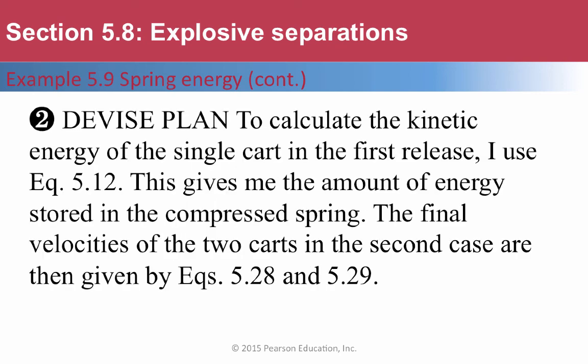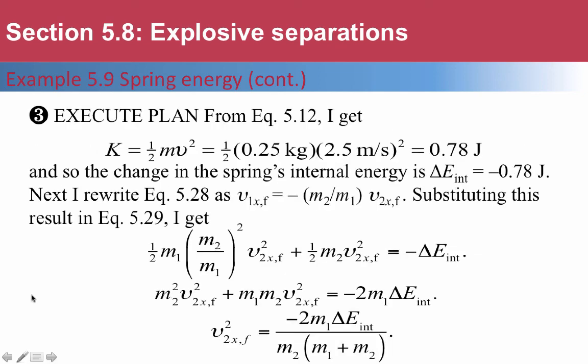So we're going to first calculate the energy in the first cart. Okay, now let's look at the kinetic energy. The initial kinetic energy is 1/2 mv squared for the first cart, and so we find that the amount of energy we have to work with is 0.78 joules. So the energy stored by the spring is minus 0.78 joules.